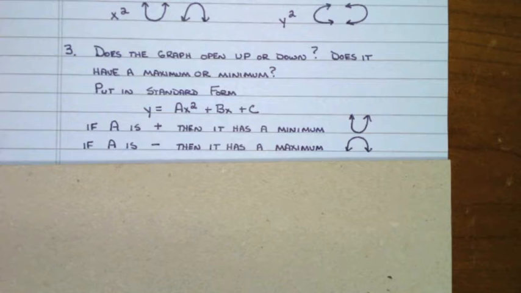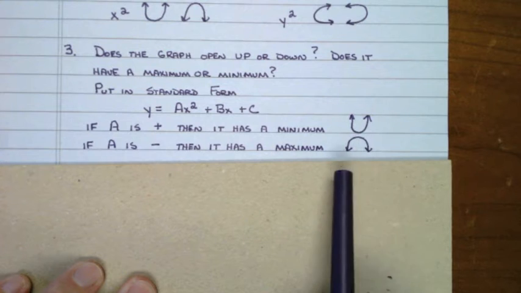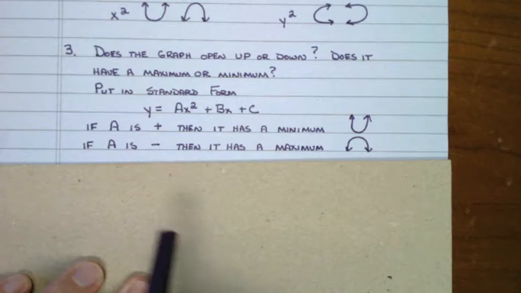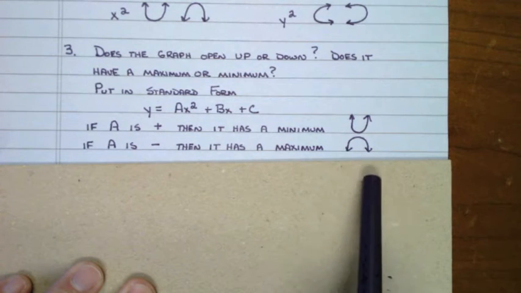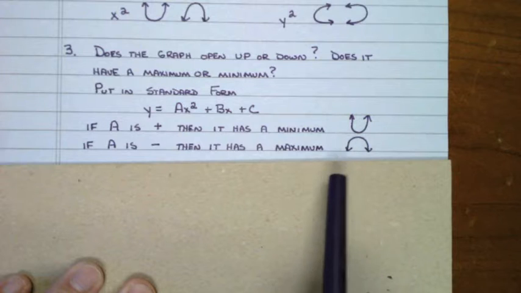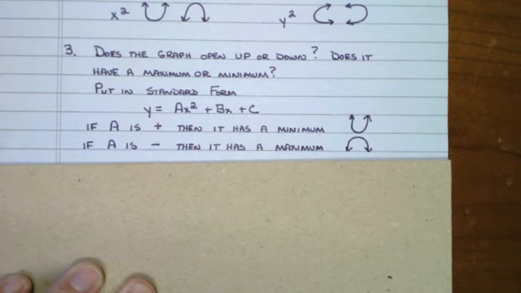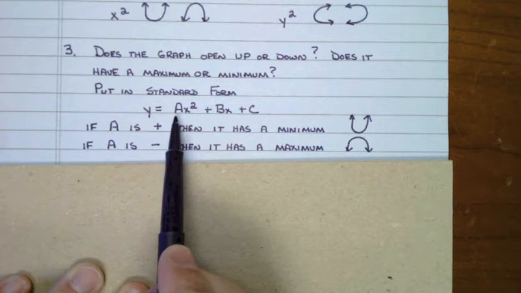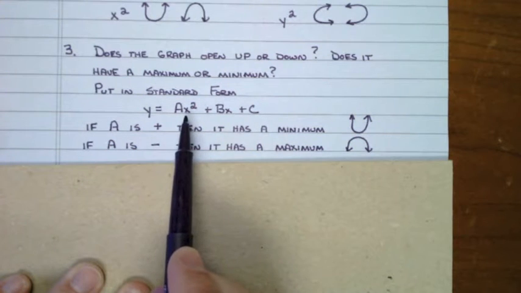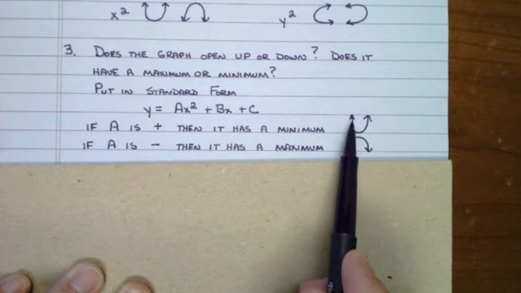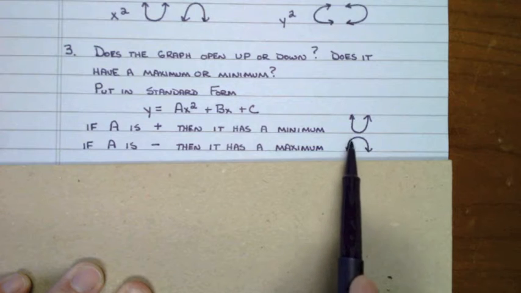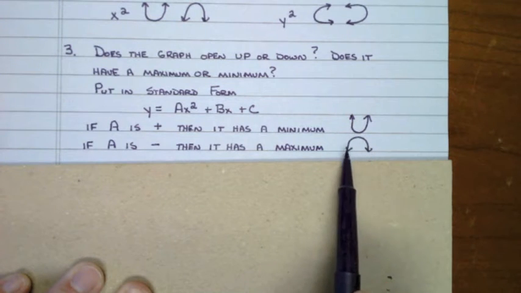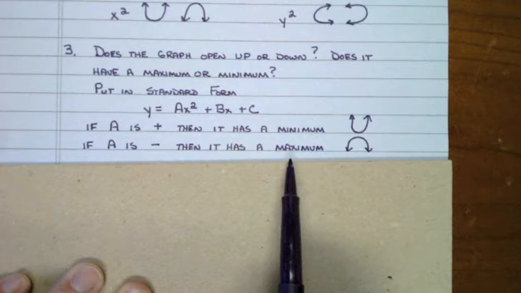If the a is positive, then it's going to open up like this right here, and it's going to have a minimum value. If a is negative, then it's going to open down like this right here. This is how the graph is going to look, and it's going to have a maximum. So you look at this first number right here in front of the x squared, and it's going to tell you whether or not it's going to open up like this and have a minimum. If it's positive, that's what's going to happen. If it's negative, it's going to look like this. The graph's going to look like this, and it's going to have a maximum.